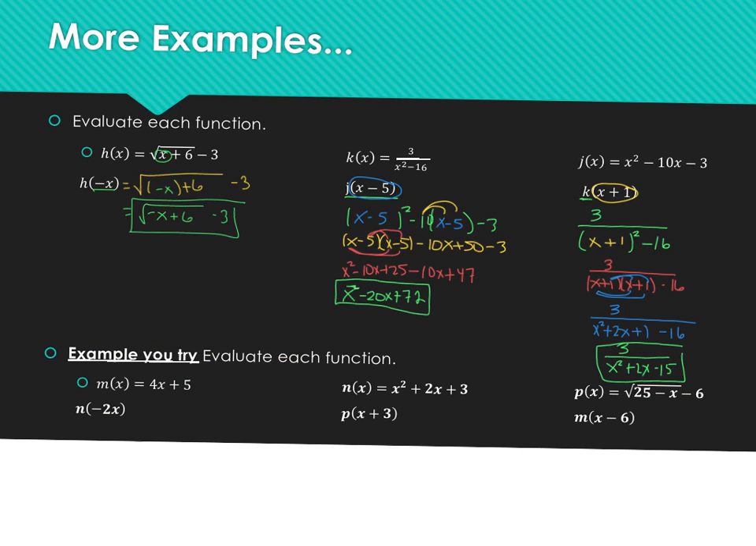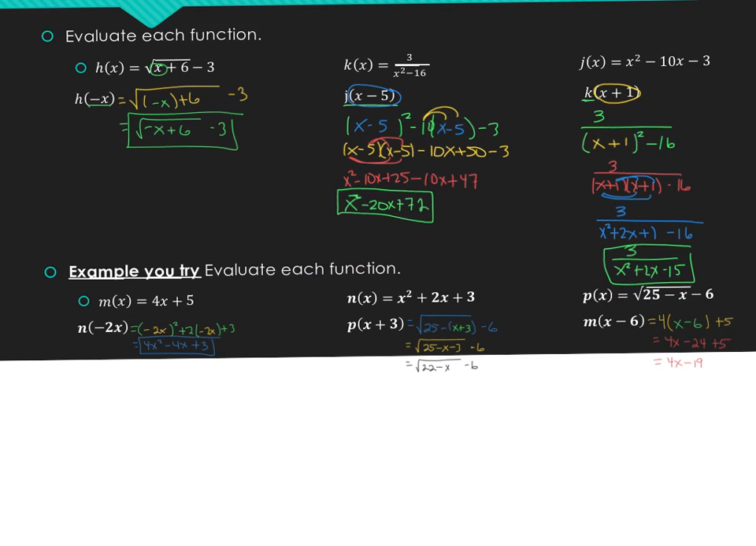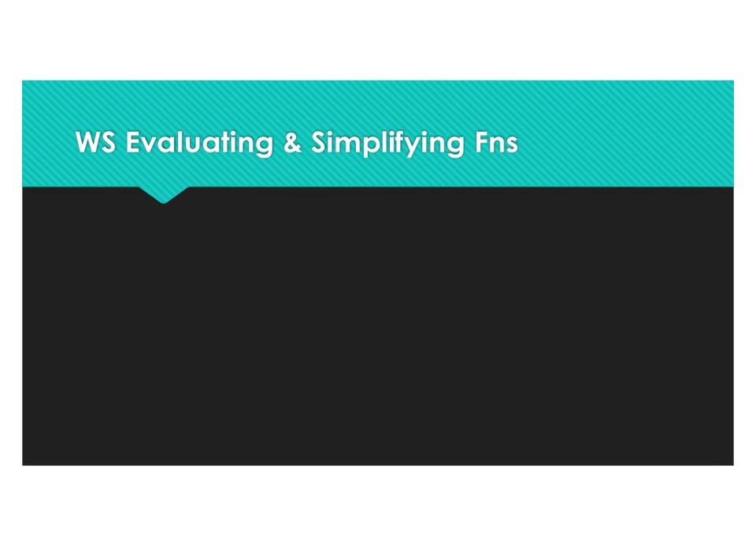Now take a minute or two and try those 3 example you-tries. Okay, so hopefully you found n of negative 2x to be 4x squared minus 4x plus 3. For p of x plus 3, hopefully you found to be the square root of 22 minus x minus 6, and the function m of x minus 6 to be 4x minus 19. And now you can do the first part of the assignment. The end.